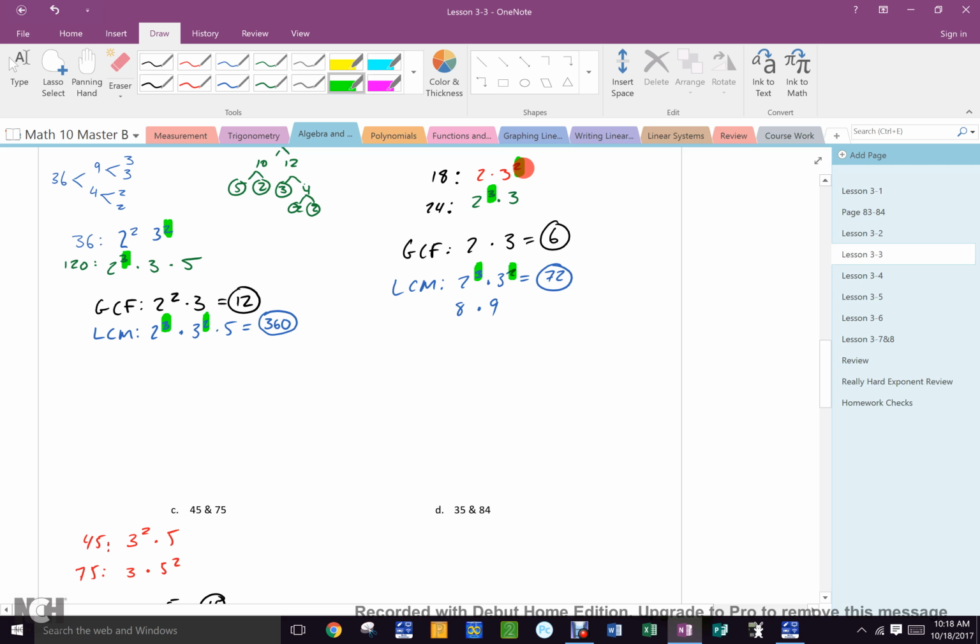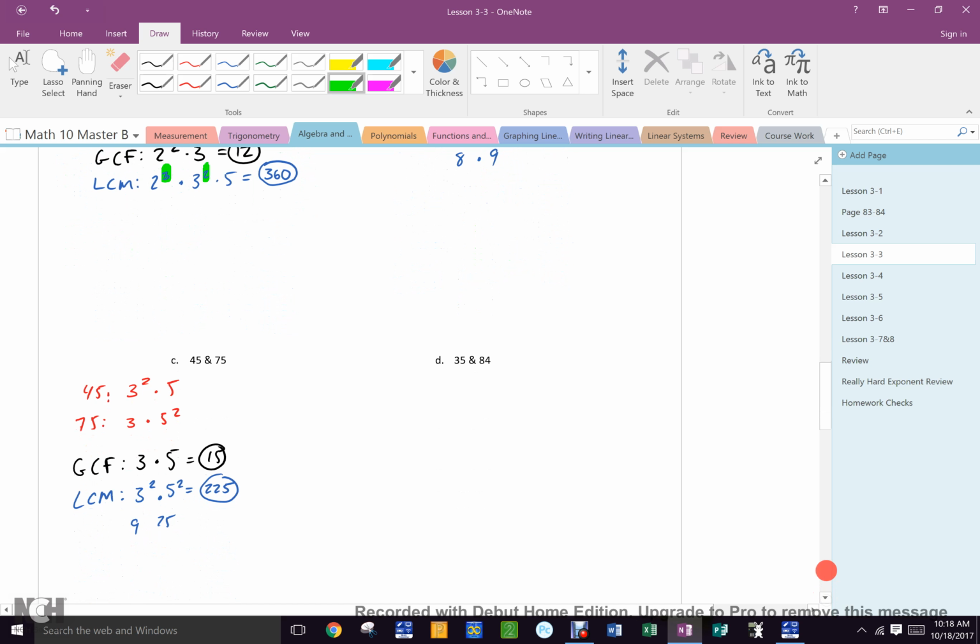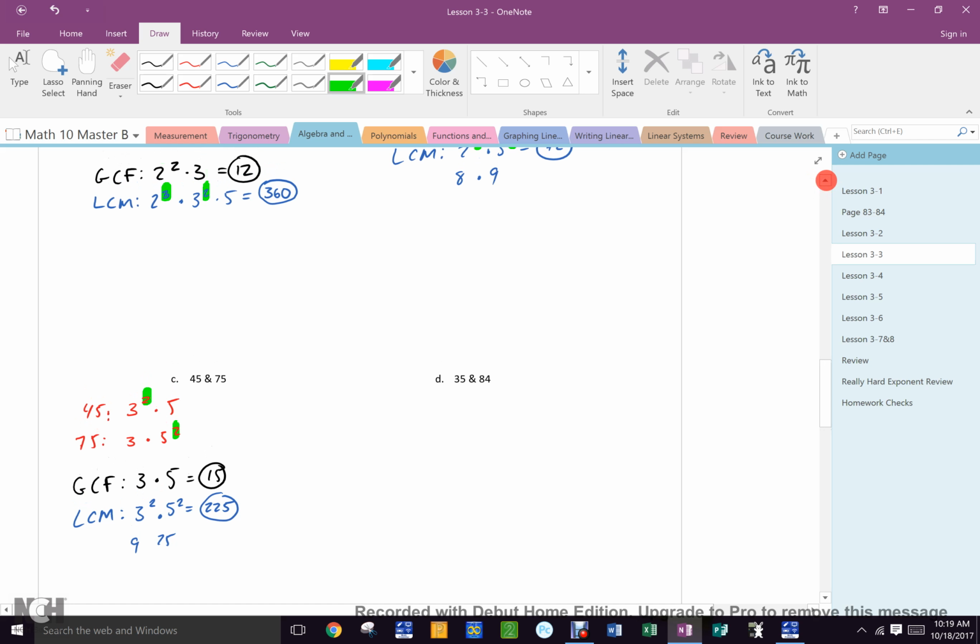What was that, Jordan? It contains all the exponents. You have to use the biggest exponents. And then, what if there's something left over? Do you have to include it? LCM counts everything once. You do have to include anything left over. Cool? Okay, do 35 and 84.